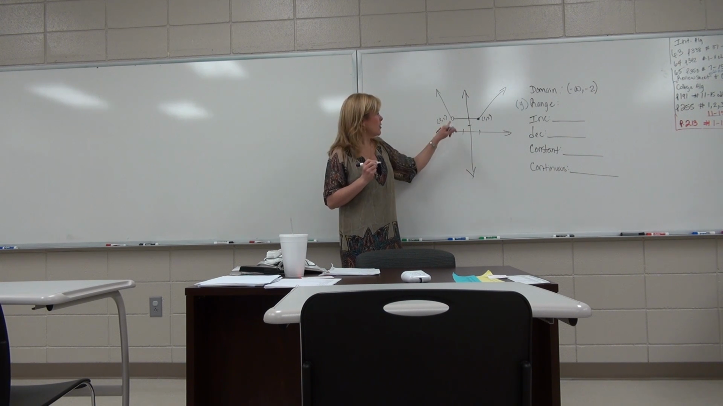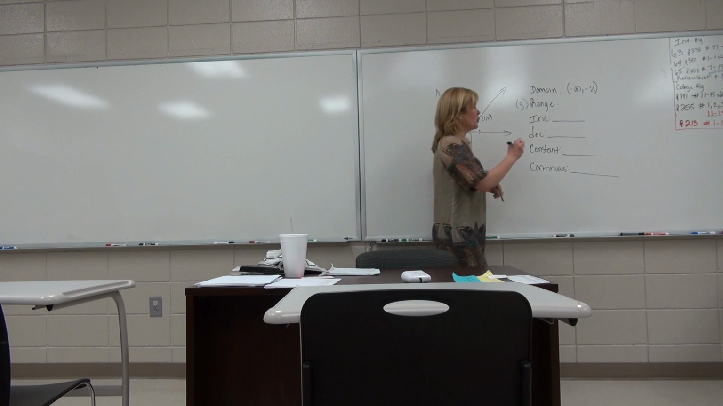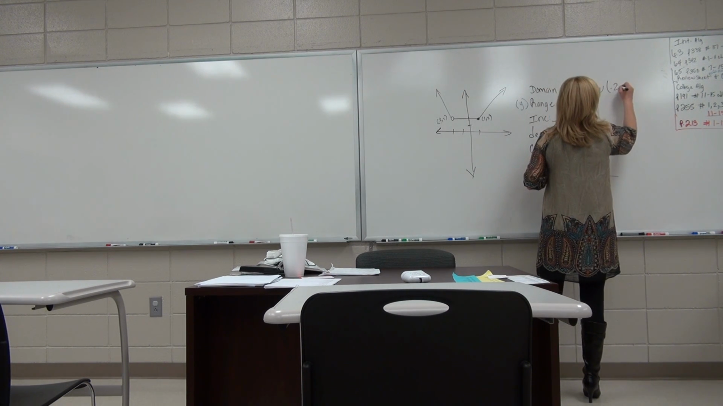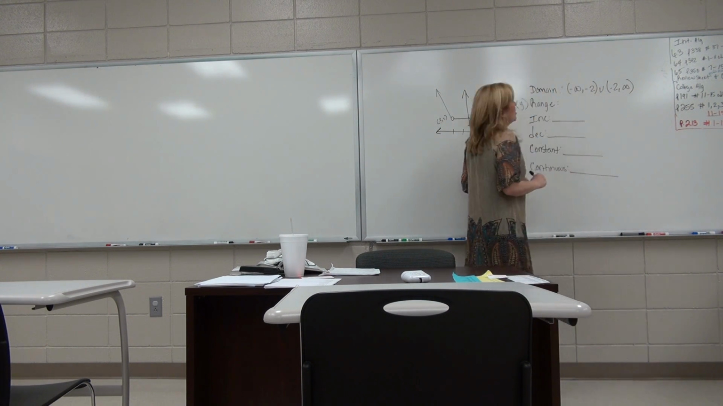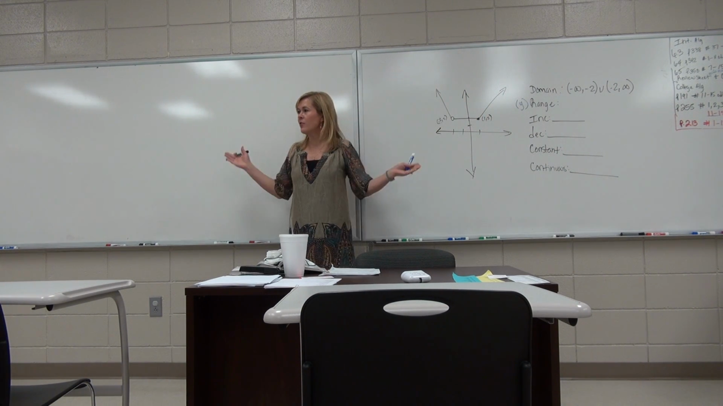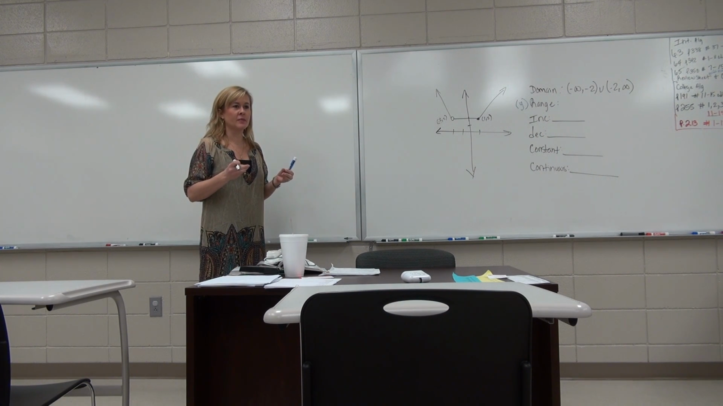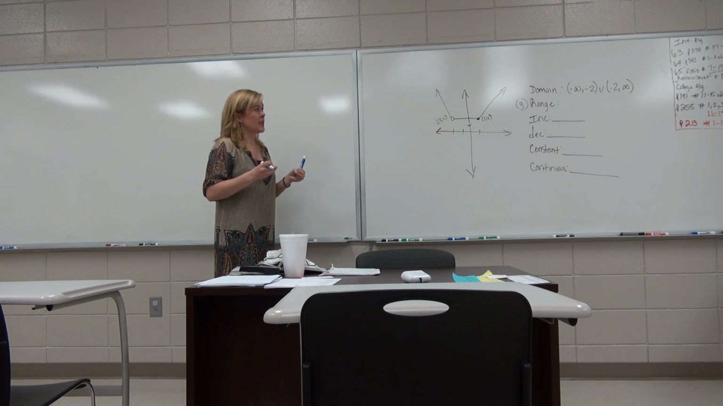But then you notice from this negative 2, everywhere else is solid, right? So we'll say union from negative 2 on to infinity. So the only place where this graph has a hole in it is when x is negative 2. Every other x value is defined. It's a part of this function. You good there?